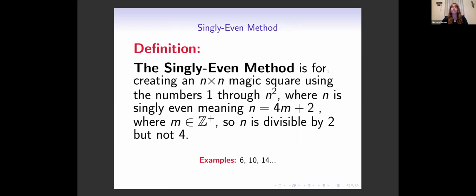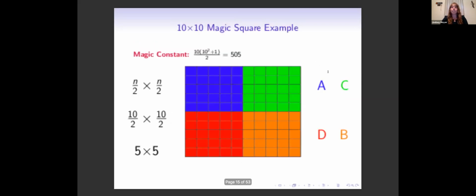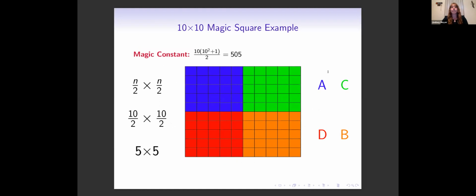Numbers such as this are 6, 10, 14, etc. For our example, I'm going to be showing you a 10 by 10 because a 6 by 6 does not use all the steps for the singly even method. Our first step is to find the magic constant. We plug 10 into our formula and get that each row, column, and diagonal has to equal 505.